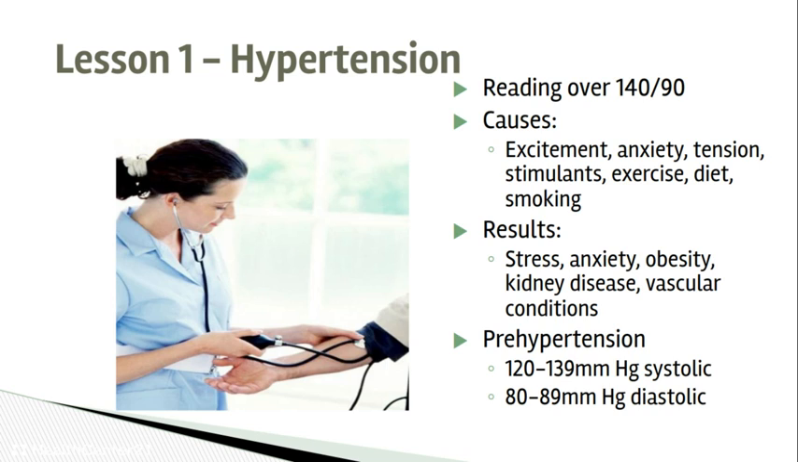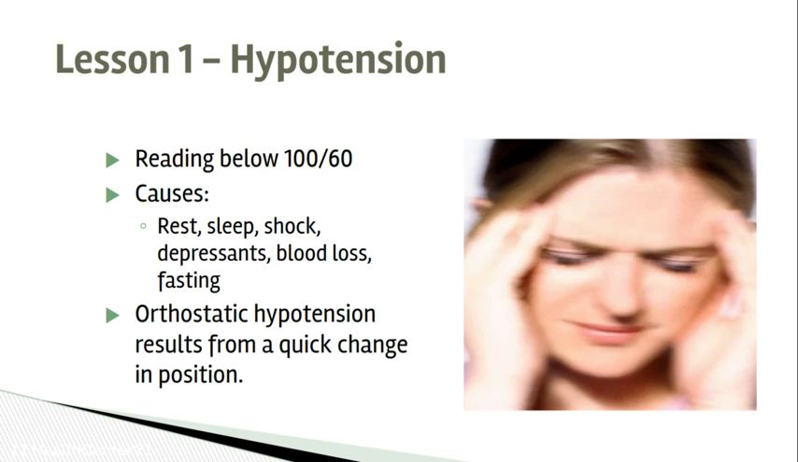Results that you can get this from: stress, anxiety, obesity, kidney disease, vascular conditions. So it might be kind of a one-time thing, but you could also have hypertension. So you could have prolonged hypertension, so then someone would say, well, they have high blood pressure. If you're not quite in those ranges, but your numbers are higher than that 120 over 80 consistently, then they might classify you as pre-hypertension. So you're not diagnosed with having high blood pressure yet, but you're on your way.